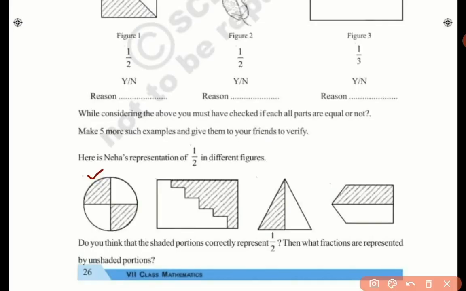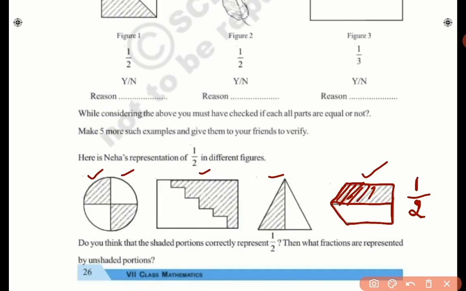Let me take this one. It's a shape looking like an arrow mark. This is equally divided, isn't it, into how much? 2. And the shaded portion is how much? 1. So it is 1 by 2. Think about these three pictures and come to an inference whether they are correct or not.